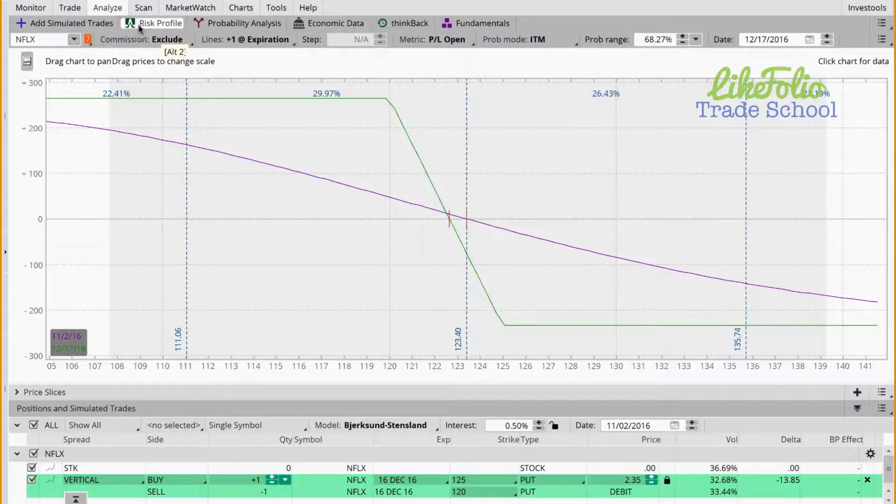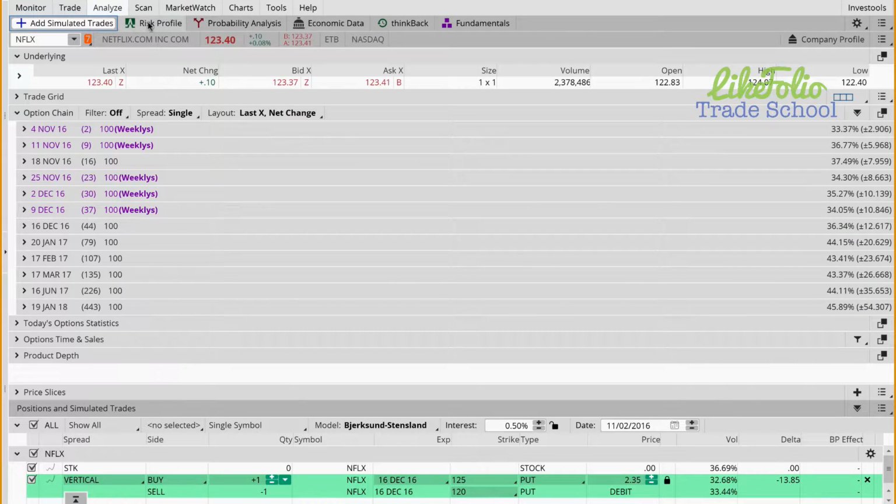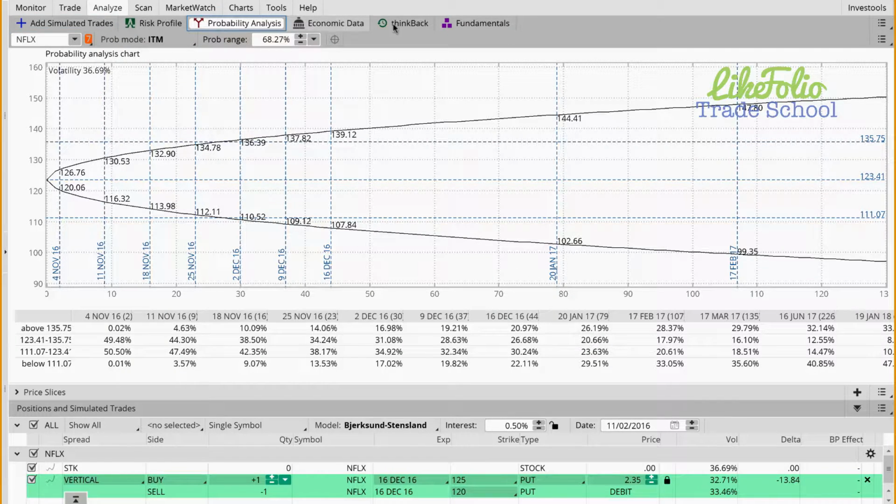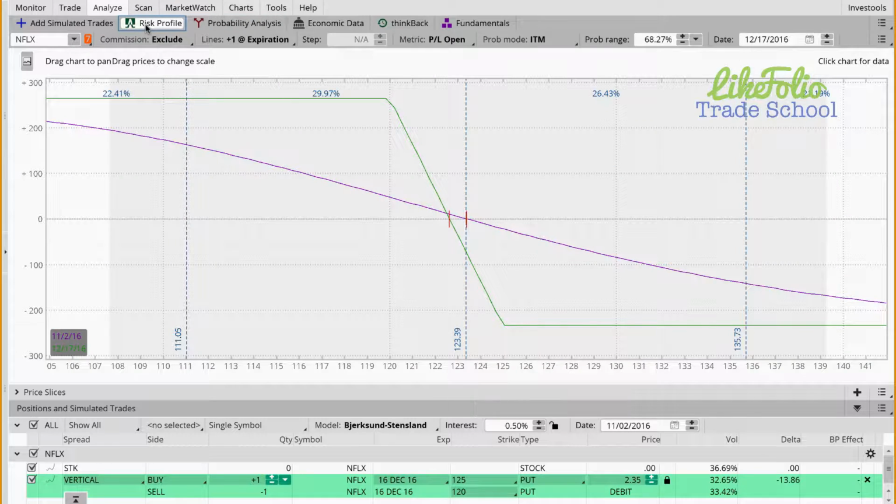You want to make sure you're in the risk profile area, not in the ad simulator trades, not in probability analysis or any of these other ones. Make sure you're in the risk profile menu. So this is going to show us our trade. The first thing we want to do is make sure that we are familiar with what the risk profile is.